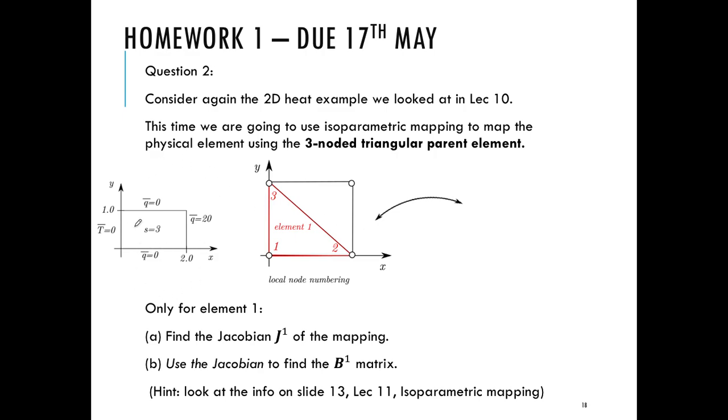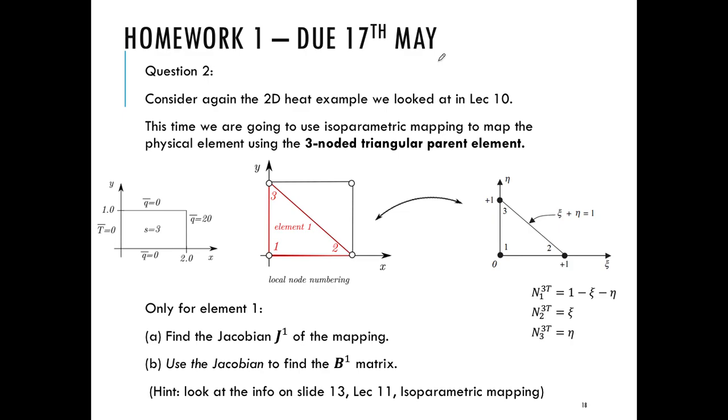The second question is looking at the 2D heat example that we'd already done. This is the heat example that we solved entirely in the physical domain. But what I want you to do now is to look at one of its elements and use isoparametric mapping. We're using linear triangular elements, so you use this parent linear triangular element, and then find for me the Jacobian of this mapping, and also use the Jacobian to find the B matrix. These are due on 17th May.